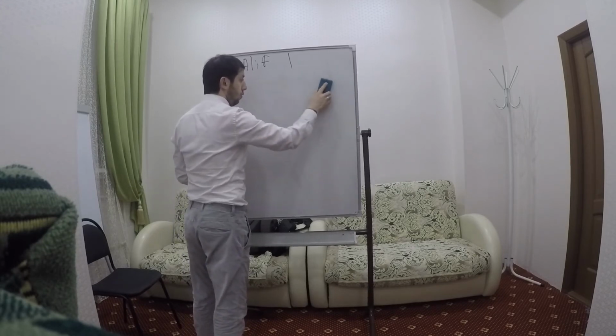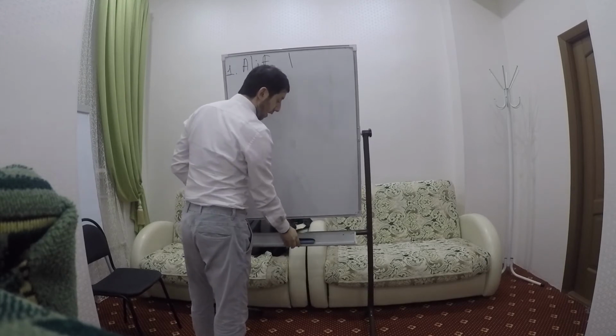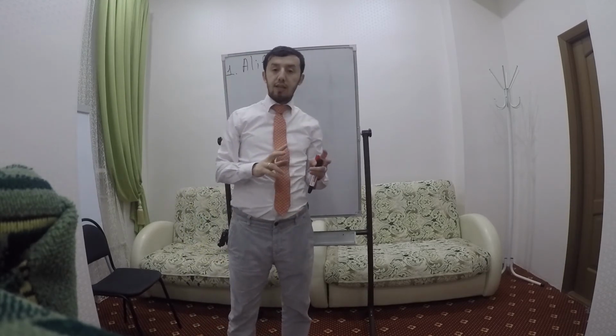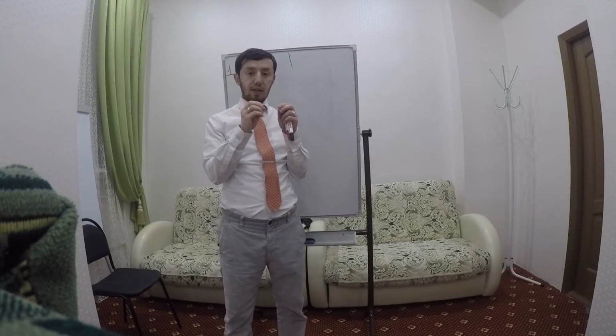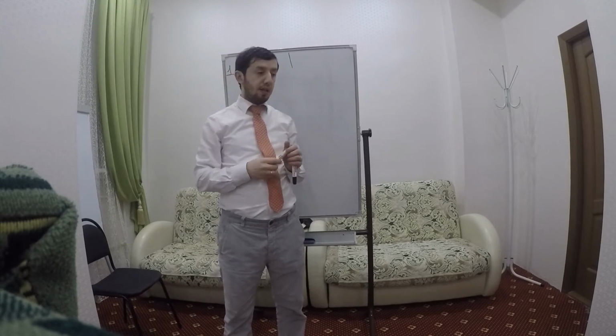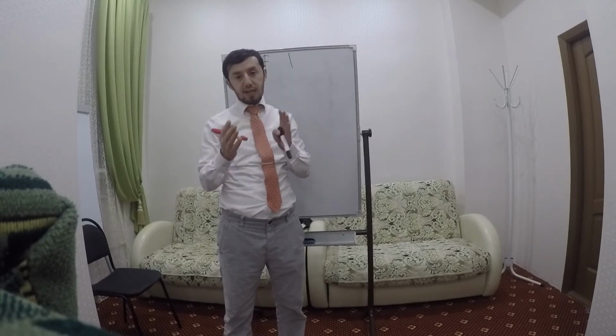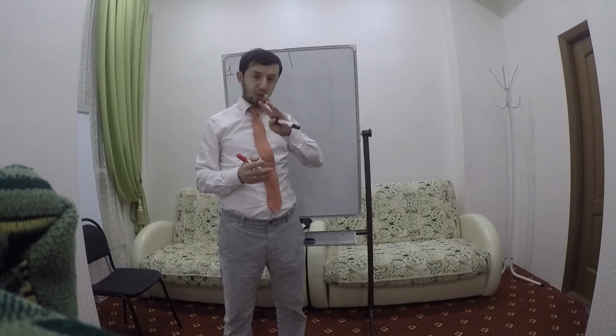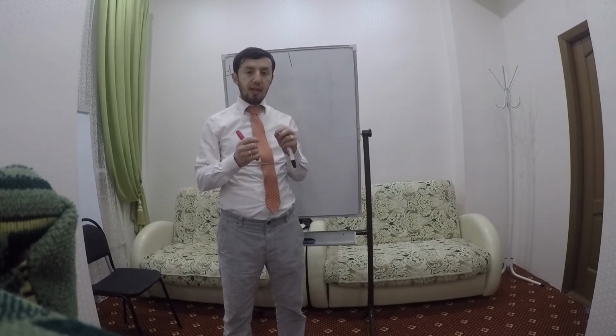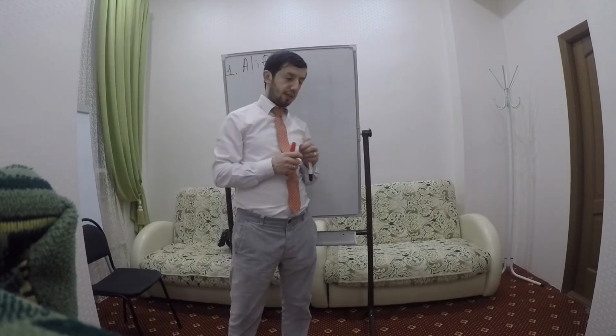I want to tell you that among the Arabic letters, there are 6 letters in the Arabic alphabet which can be linked only by one side, and the other 22 letters can be linked by 2 sides.